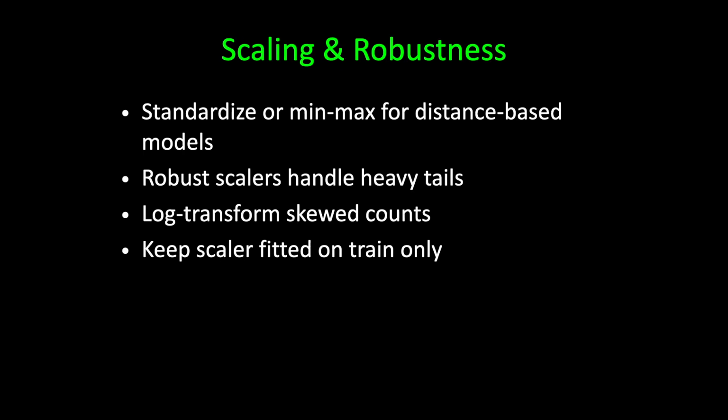Let's talk then about scaling and robustness of our pipeline. Scaling is essential when the downstream model cares about distances or margins. If you're thinking k-means or SVMs, neural networks, that's appropriate here.